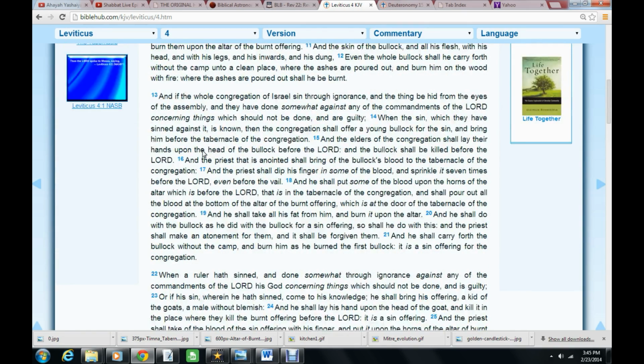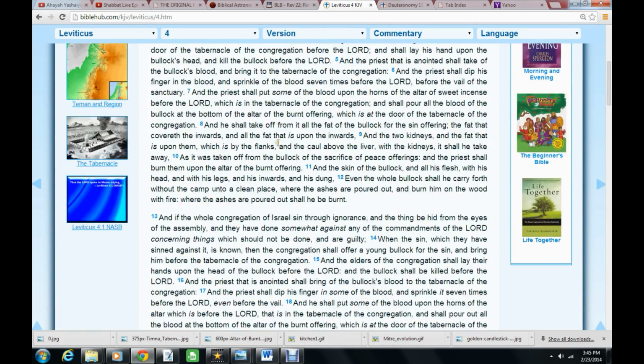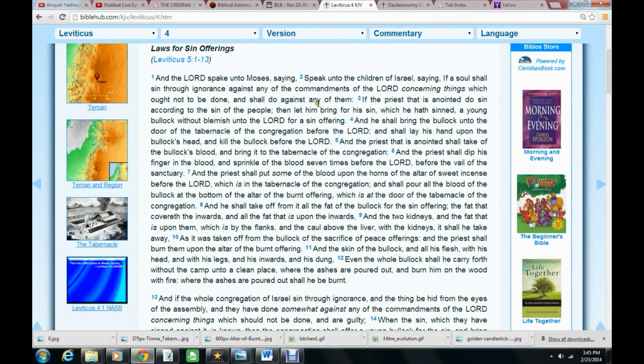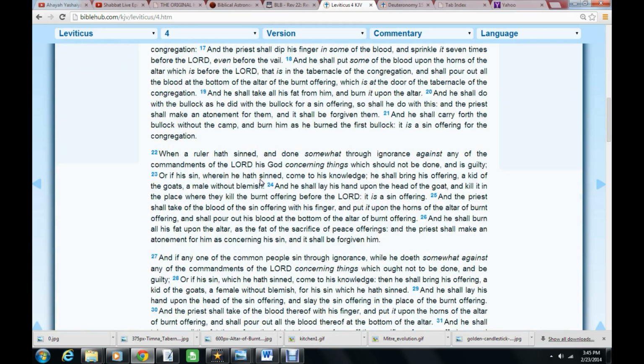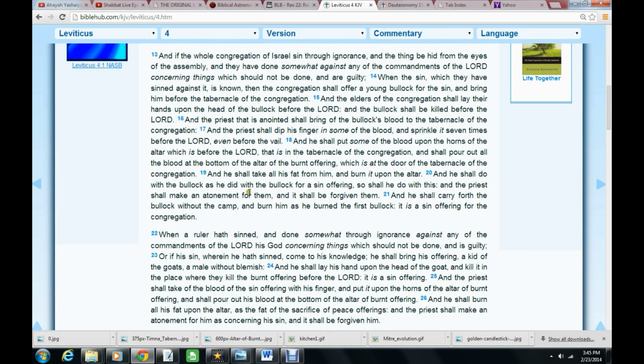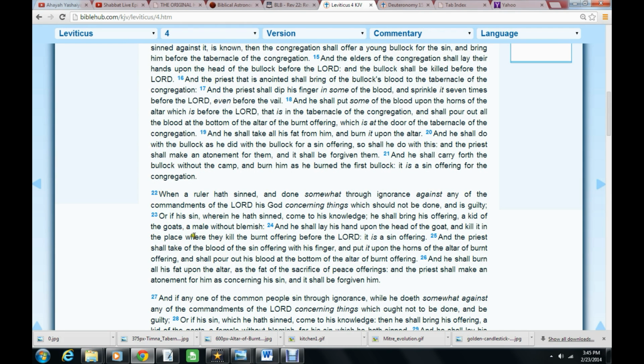But for Israel and for the priest, they would sacrifice a bullock, not a goat. A common person or anyone coming into the congregation has to do it with a baby goat. So a kid of the goats, a male, without blemish. This one has to be male.